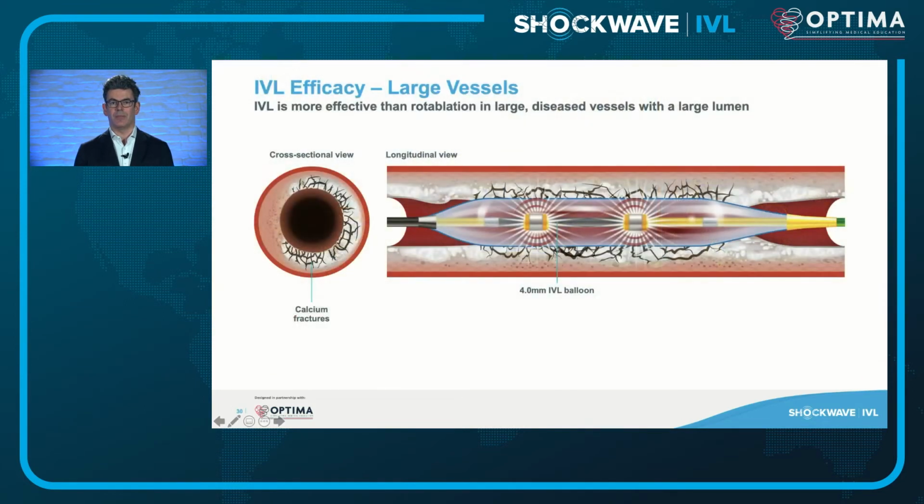IVL is extremely effective in large vessels with a heavy burden of calcification. It is more effective than rotablation in large diseased vessels with a large lumen where there is a heavy burden of both intimal and medial calcification.